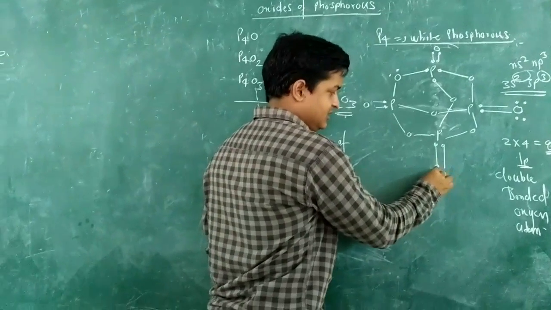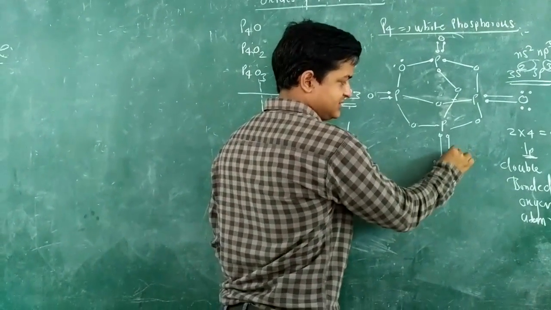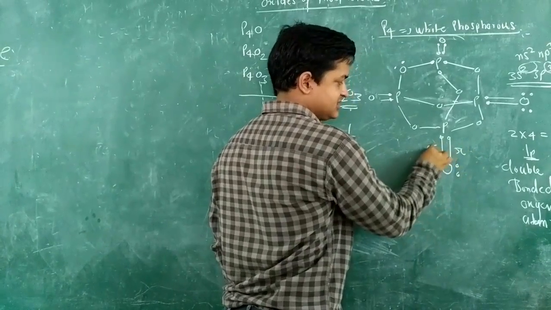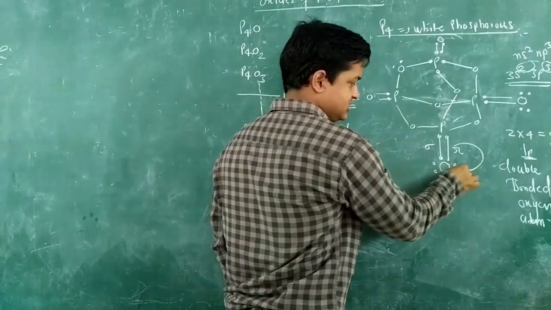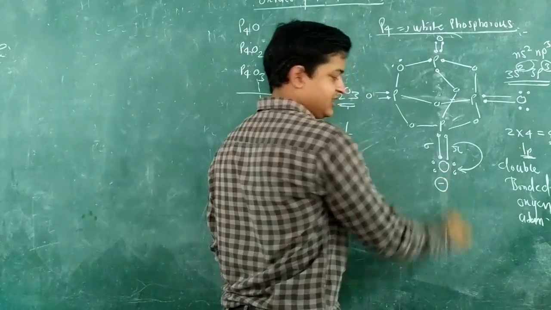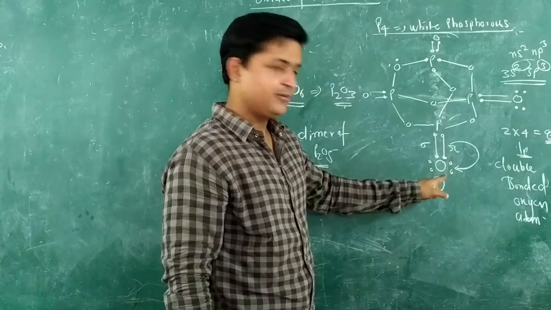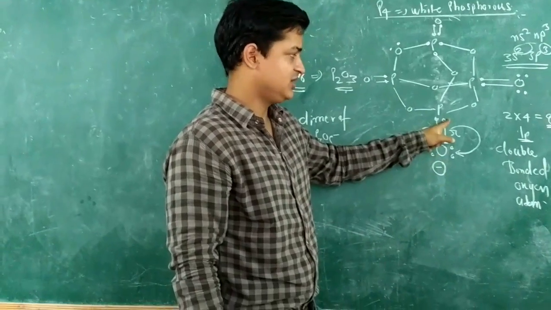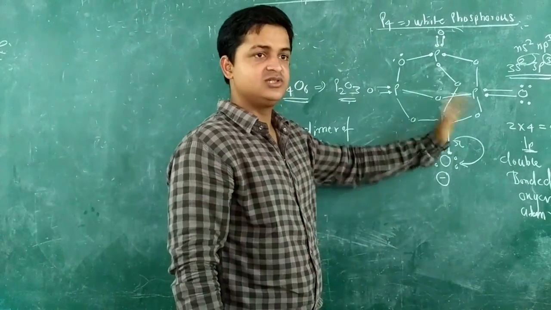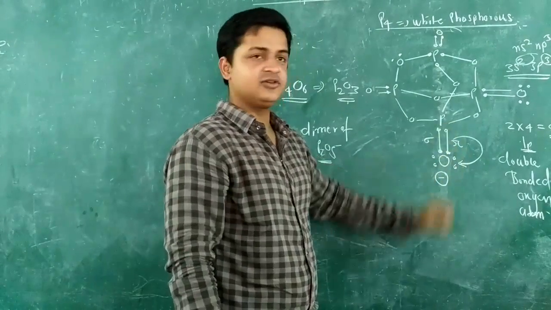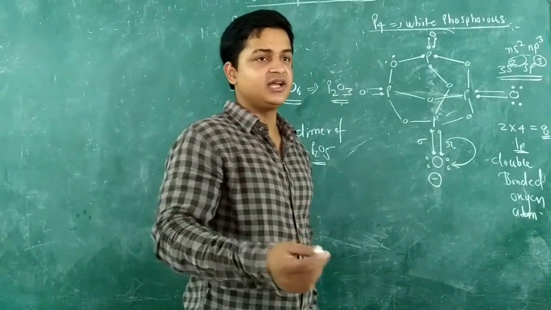If we go in detail, what can oxygen do? Oxygen can take these two pair of electrons. This is the pi bond, this is the pi bond, and this is the sigma bond. Oxygen can take these two electrons and it will get a negative charge, because this electron completely belongs to this oxygen, but this one is of phosphorus. So oxygen can pull these electrons of phosphorus due to its high electronegativity.